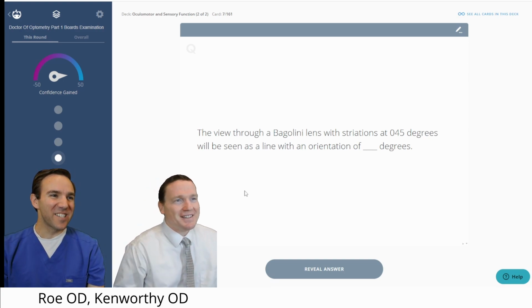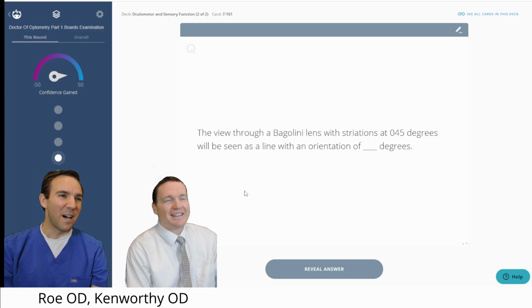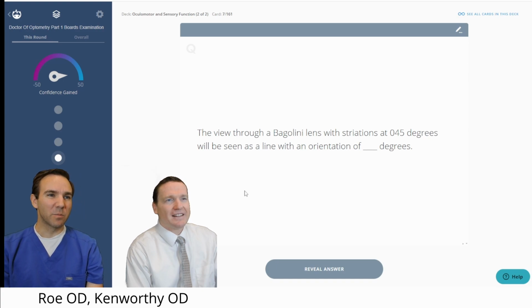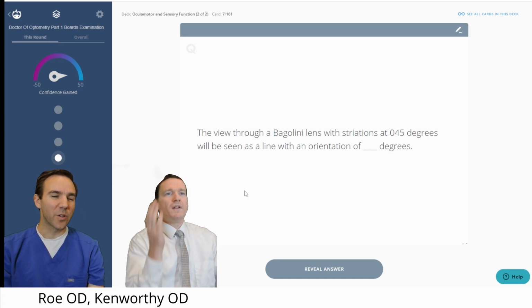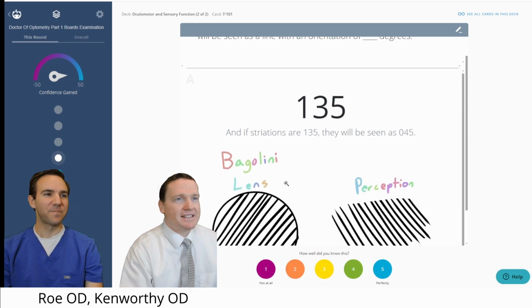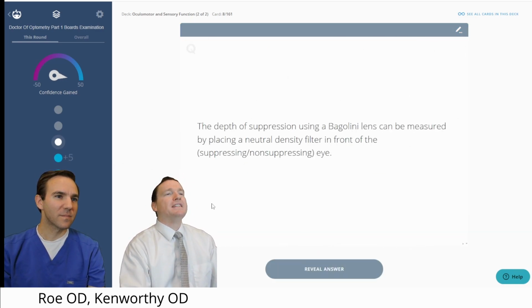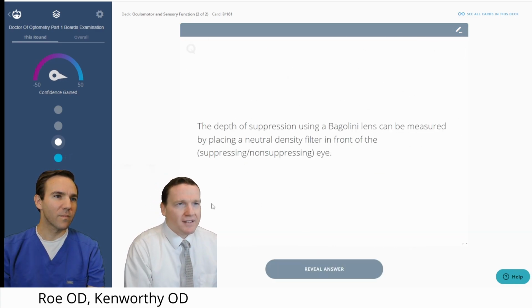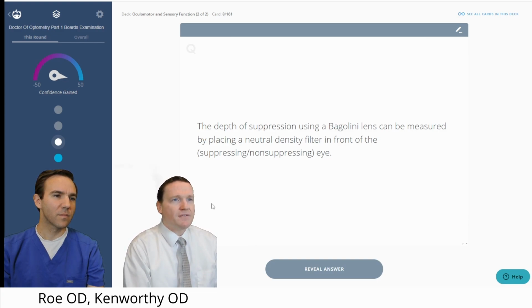Well, so, striations at 45 degrees. I'm assuming the answer is going to be 90 degrees away from it, so you would see the orientation at 135 degrees. I was thinking the same. I hope we're right. Yes. Nice. 135.